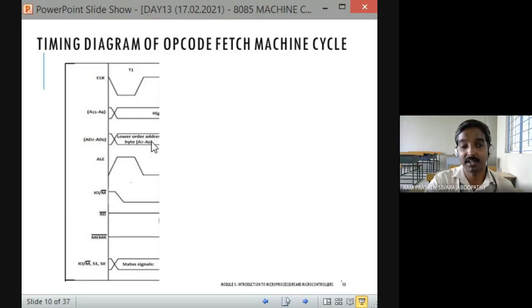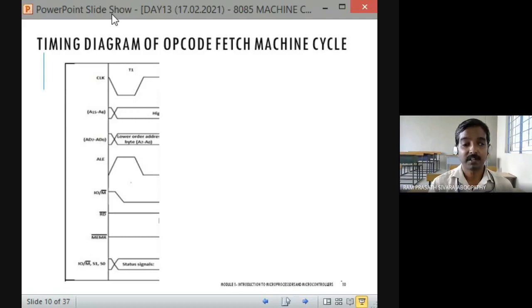Fine. At this point of time during T1, what about the status of ALE? What about the condition of ALE? Can you people see and tell? High. Very good. Fine. So what you can know now is that during the first T state of the opcode fetch machine cycle, ALE goes high, such that the lower byte of the address is transmitted to AD7 to AD0. Fine. Where does this value get stored?